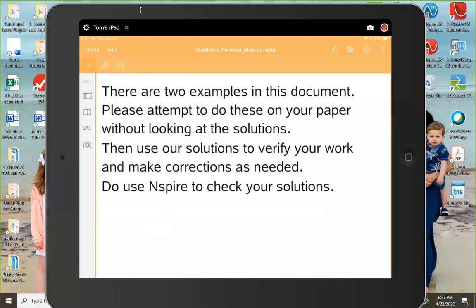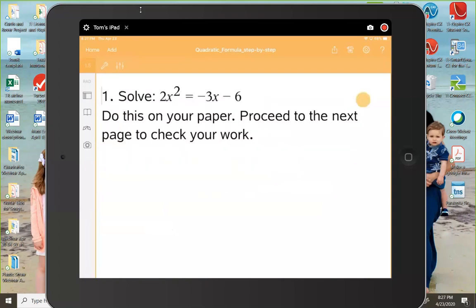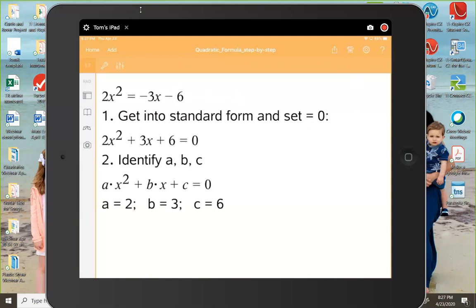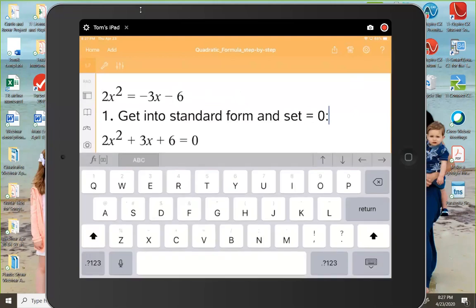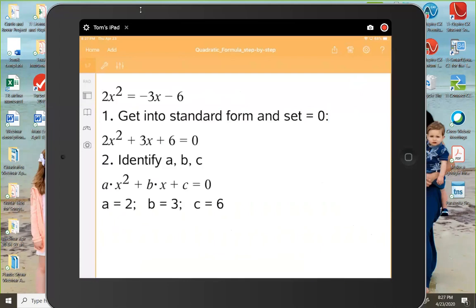There are two examples. What I'd like you to do is have students try to do these, and as they get stuck, flip to the next slide. So, for example, it says solve this, do it on your paper, proceed to the next page to check your work. I know some students won't do that, but the ones who will, I think this will benefit them a great deal. So we'll go ahead and do this, and now I'm just going to flip through the slides here. The first thing I have to do is get it into standard form, which is set equal to 0. And that's what this would look like right here.